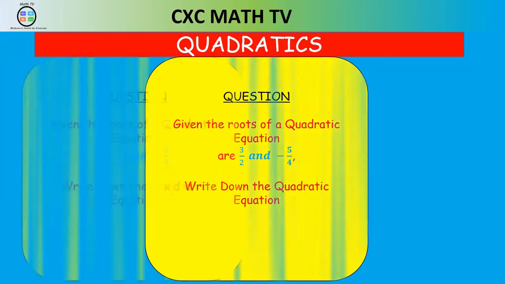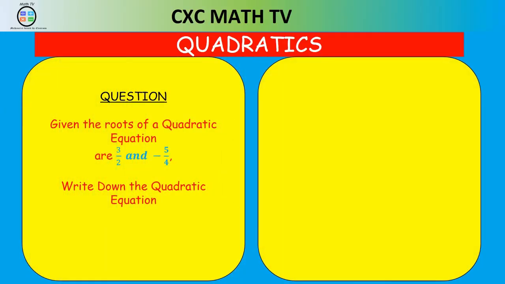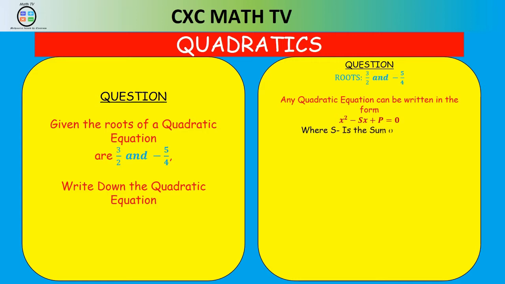Alright, so in doing this question, the roots are 3 over 2 and negative 5 over 4. Remember what we said, the third thing you're supposed to know? Any quadratic equation can be expressed as x squared minus the sum of the roots times x plus the product equals 0. So we use s to represent the sum of the roots and p to represent the product. So the sum is going to be 3 over 2 plus negative 5 over 4, which is a quarter.